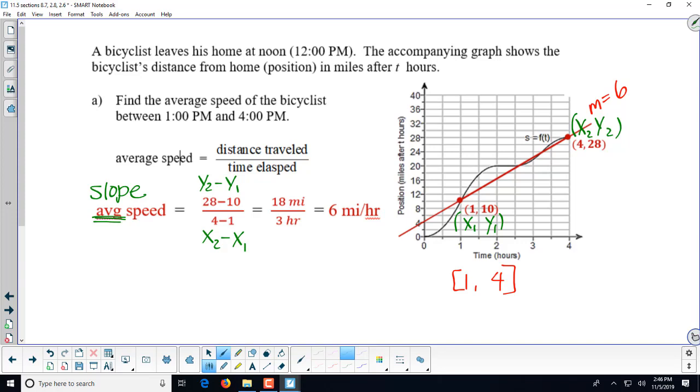Okay? What we really want to know is at 1:30, how fast was the cyclist traveling? At that instant in time, how fast was the bicyclist traveling? That's called the instantaneous rate of change, and that is actually the slope of the tangent line. So a tangent line intersects a curve at 1 place. I can't remember if we talked about that or not in here. Okay? This is a secant line.